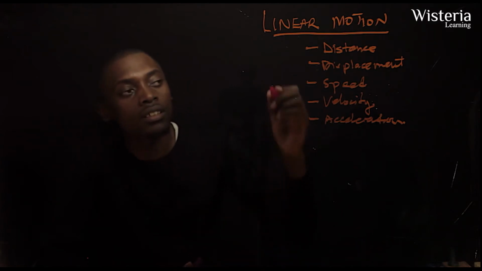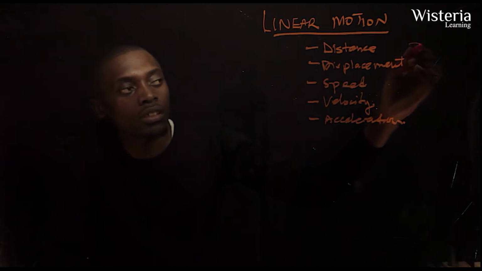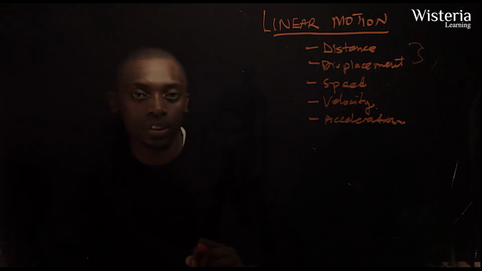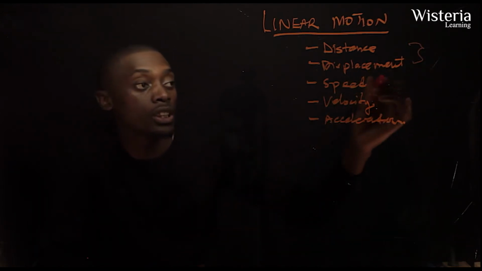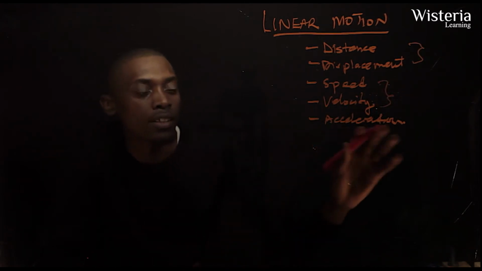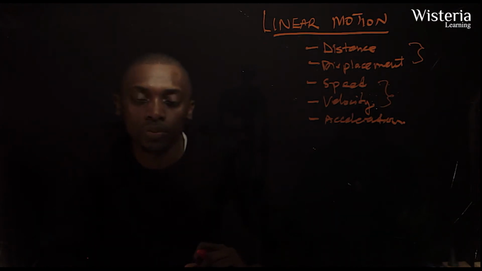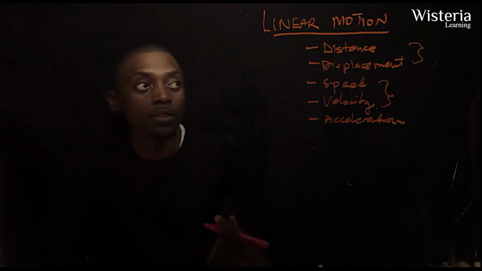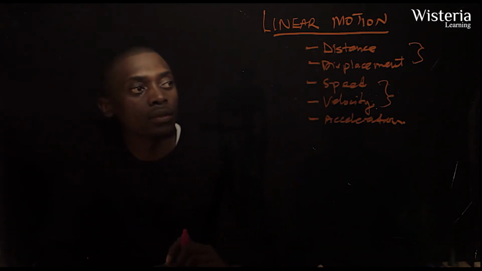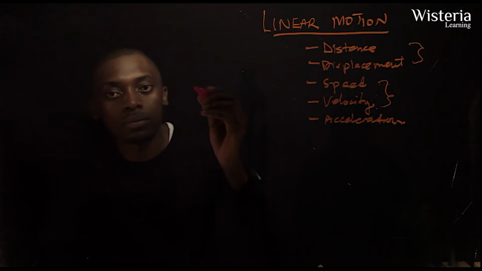So in giving an example, you need to differentiate distance from displacement, and differentiate speed from velocity, and thereafter explain what acceleration is and do some sort of calculation afterwards. Okay, so now that we've looked at the words that are used in linear motion, we're going to go into detail to look at what they really mean. So we'll start with distance.